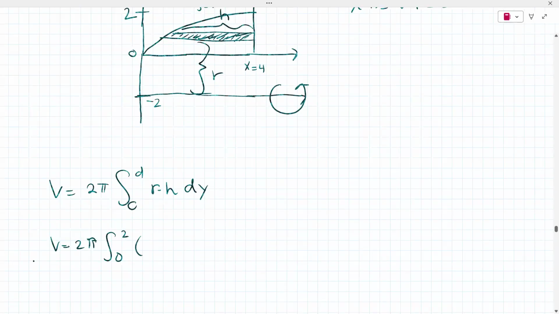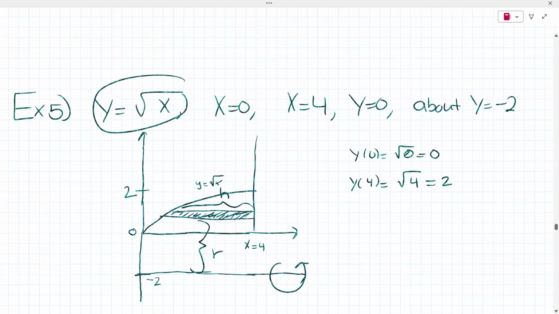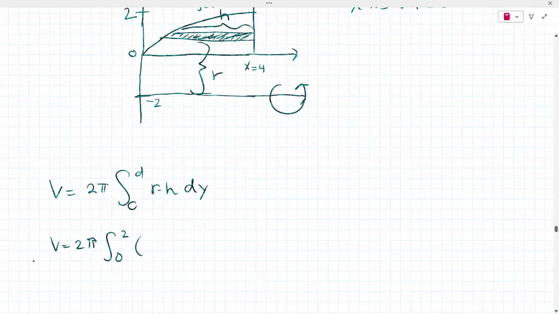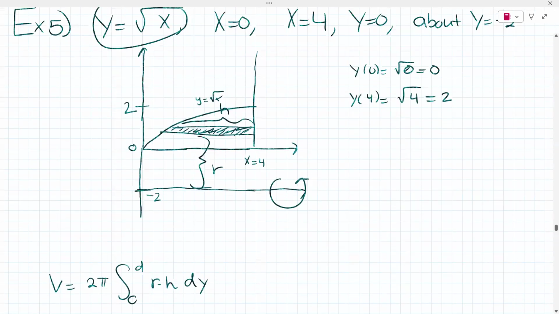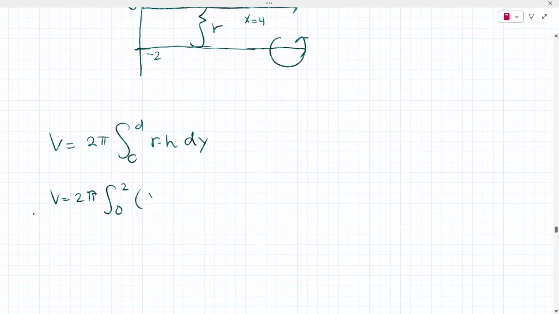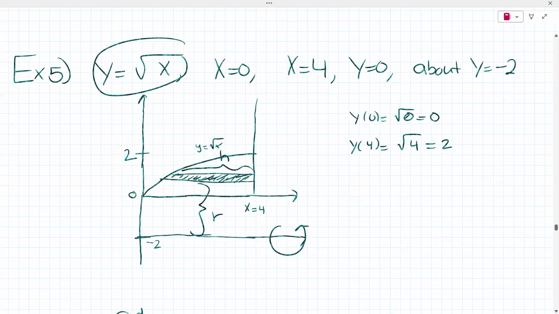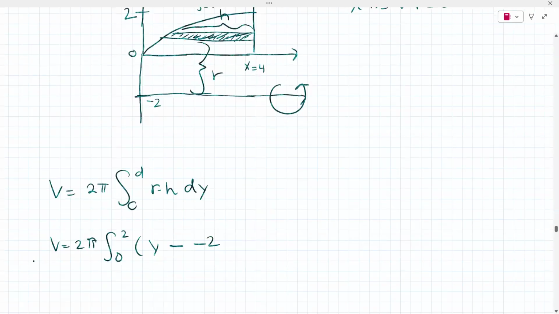And then what would be my radius? Remember, radius won't always be positive. So it's going to be this unknown distance. Since we're revolving around the line y equals -2, it'll be in terms of y. We don't know what this value is, so we'll call it y, minus the line y equals -2, which is -2. So it's y minus -2.